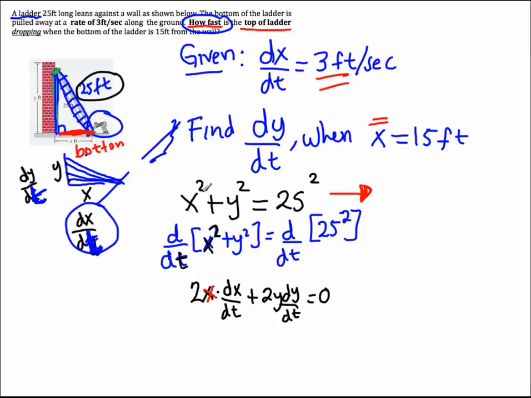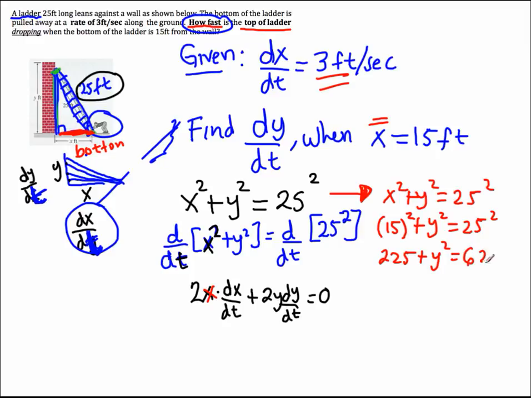Why? Well, I know x is 15. So I can say x squared plus y squared equals 25 squared. x is 15 squared plus y squared equals 25 squared. That gives you 225 plus y squared equals 625. y squared is 400. If you take the square root of both sides of the equation, you get that y equals plus or minus 20. But since we're talking about distance, minus 20 doesn't make sense.